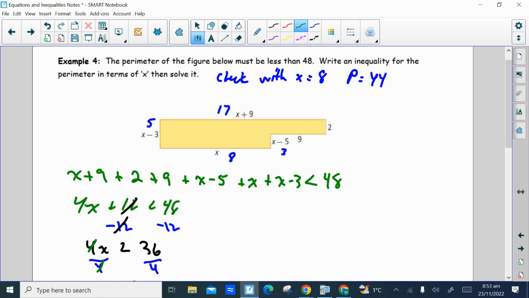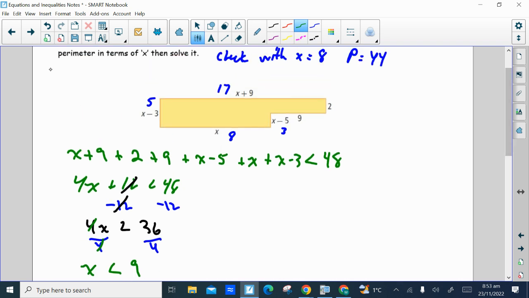And if we now check with a number greater than 9, because we said our answer has to be x is less than 9, if we check with x equaling 10, so now 10 plus 9 is 19. 10 take away 5 is 5. X is 10. 10 take away 3 is 7. If we check with these numbers, 19 and 2 is 21. Plus 9 is 30. Plus 5 is 35. Plus 10 is 45. Plus 7 is 42.